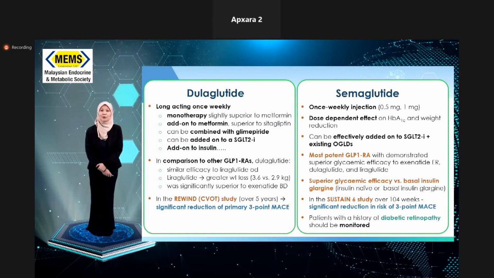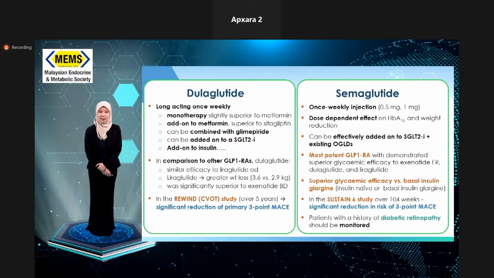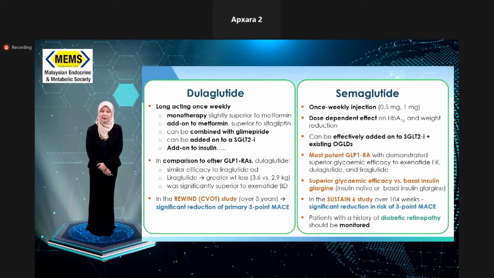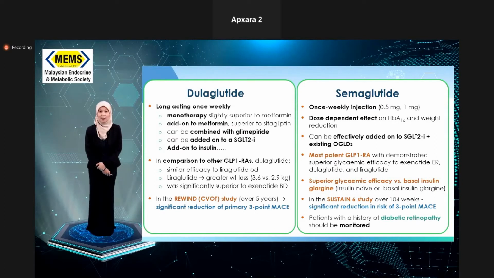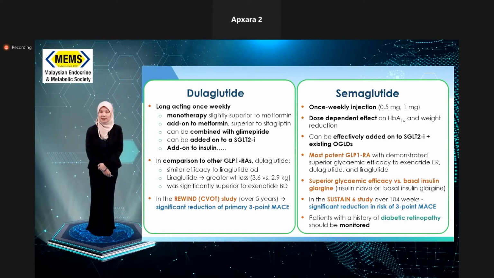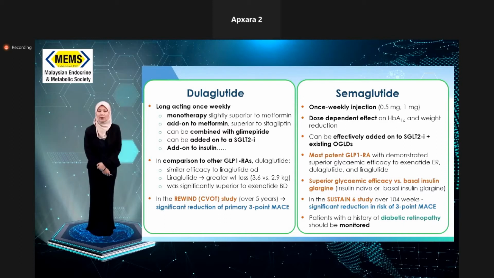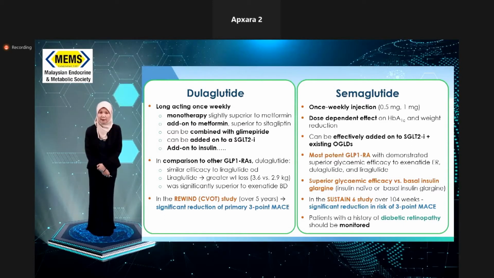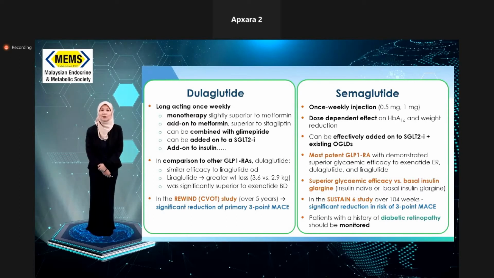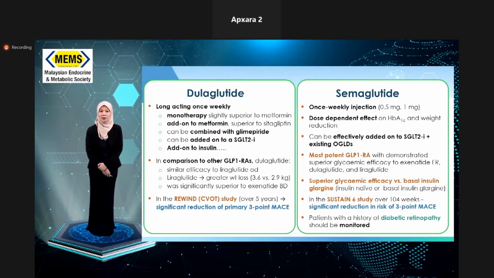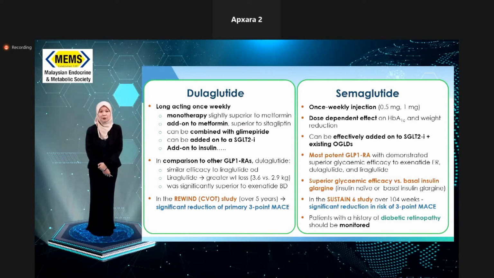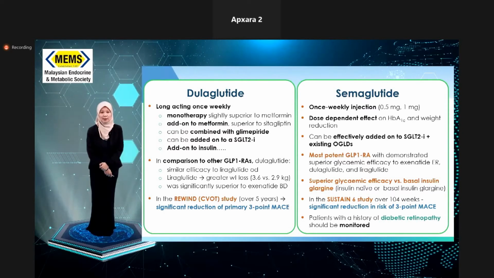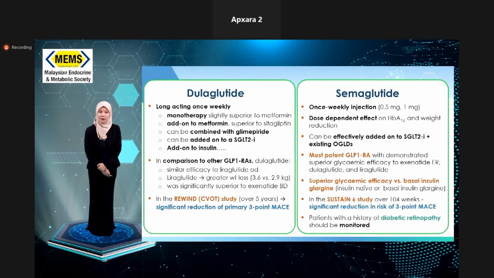The two new compounds we are introducing for this CPG include dulaglutide and semaglutide, highlighting the similarities between the two. Both are long-acting, once-weekly administration. However, efficacy has been shown in terms of treatment as monotherapy, and this is superior to metformin, and also safe to be used in combination with metformin, some sulfonylurea, SGLT2 inhibitors, and also as addition to insulin.